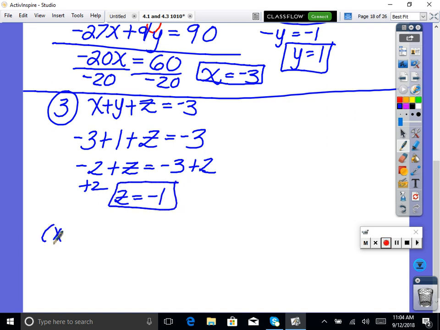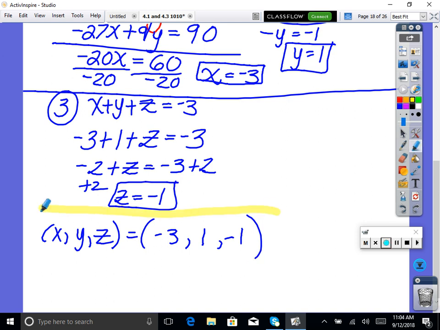All right. We have an x, y, z point, which came out to be x was negative 3, y was positive 1, and z was negative 1. Yay!